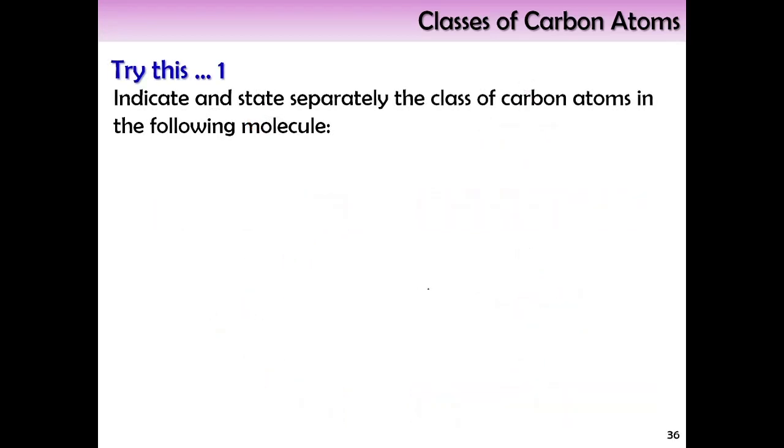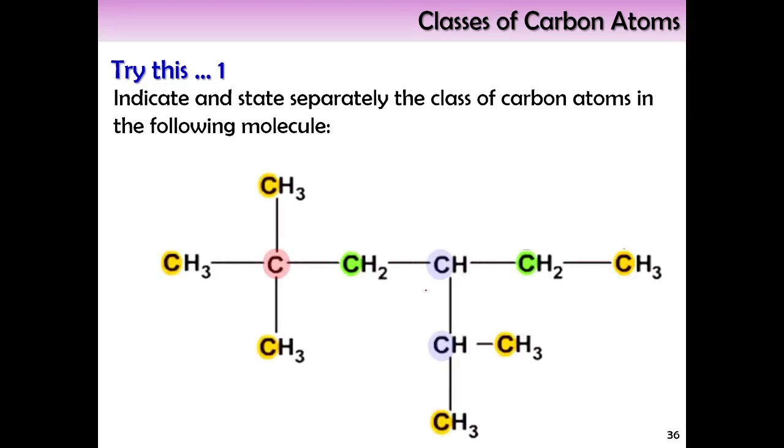Okay, so let's try to indicate and state separately the class of carbon atom in the following molecule. Okay, so let's see this one. This carbon is attached to only one carbon. 3 of it is hydrogen. So this one is primary. The same thing for this one. So actually, all that is colored yellow is primary.